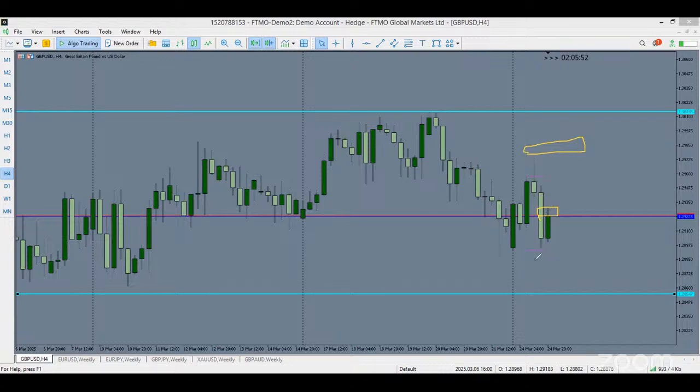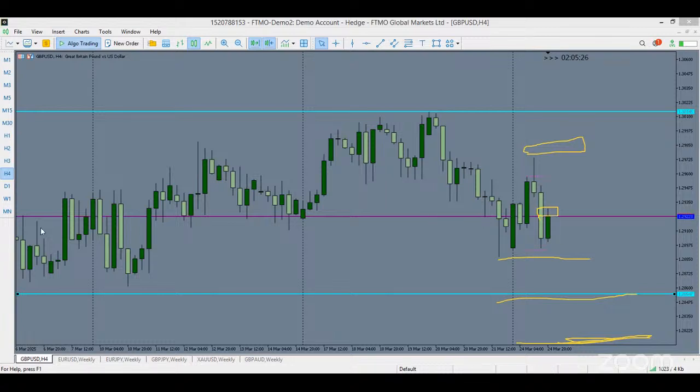And where will be my target? My first target will be these lows here. And then the next one will be further down there. And then if I still have another entry, I could push it further down there. Okay. So that will be the setup for Pound USD at the moment. It's looking very bearish. And let's see if it will hold.